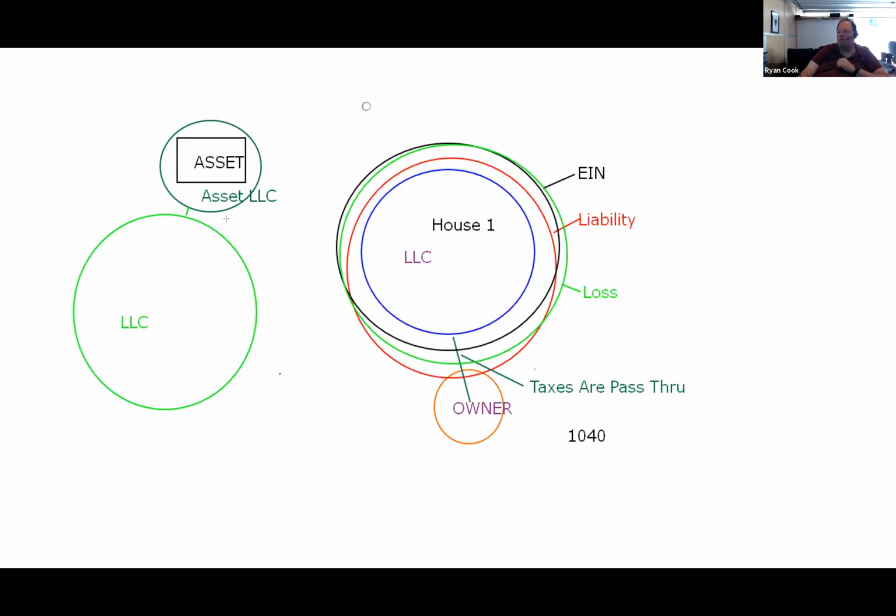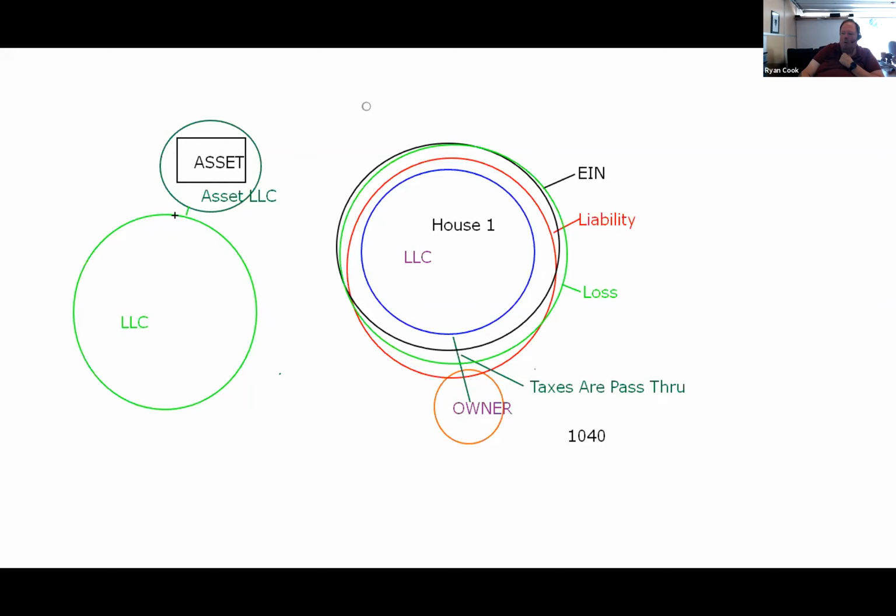Now, do you see what I did here? Originally, that asset was inside here, okay? And all of the liability for it fell under this LLC. Now, what I did was I stuck the asset outside of the LLC, made it its own LLC, gave it Asset LLC. The only thing in it is the asset, right?